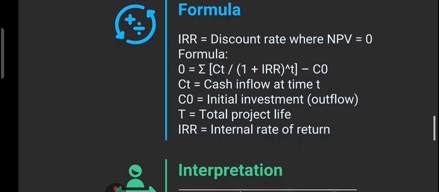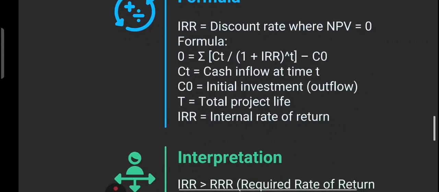And the formula is very simple. Summation of CT upon (1 plus IRR) whole to the power T, minus C naught. So what is CT here? CT is the cash inflow at time T, because for the first year it will be C1, for the second year it will be C2, third year it will be C3, similarly for each and every year.